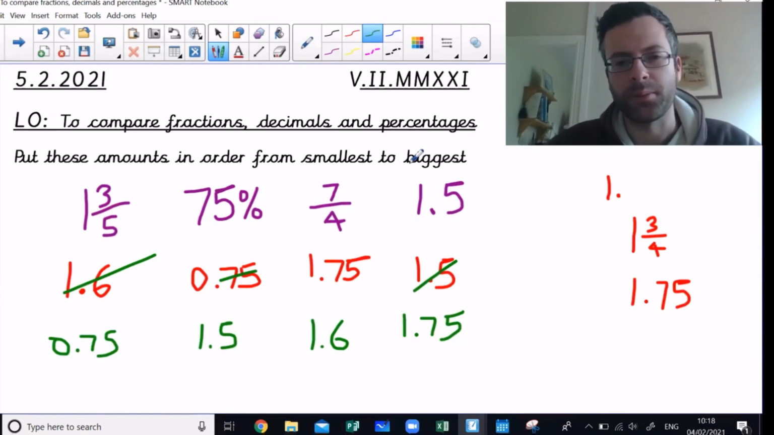Then there's some word problems, but if you just take them one step at a time, you should be able to get them. And year 6, that is it for today's maths lesson. Okay, so you are looking at percentages and fractions and decimals, and you're comparing them.